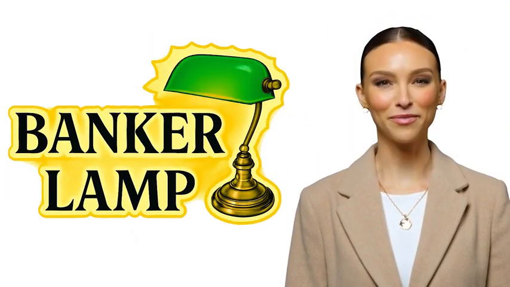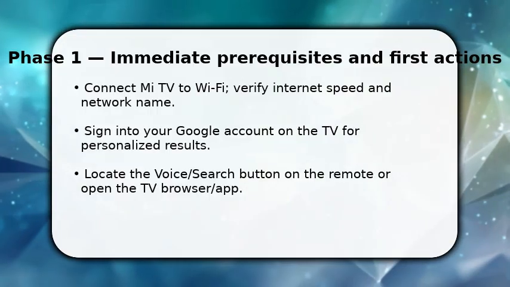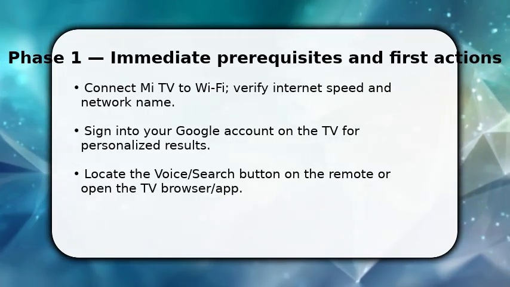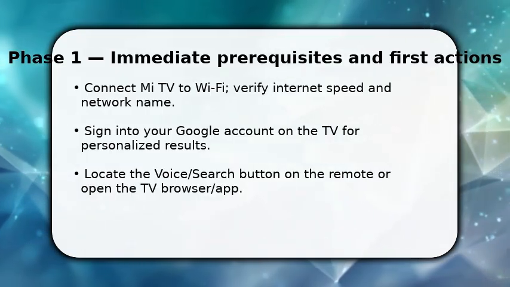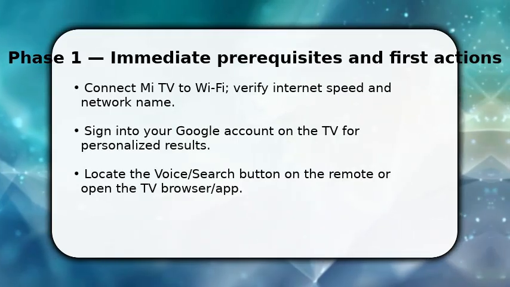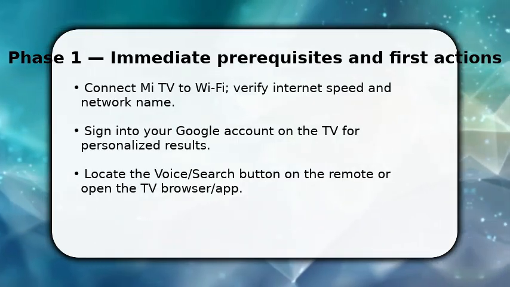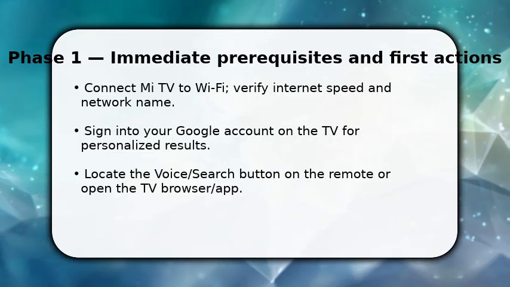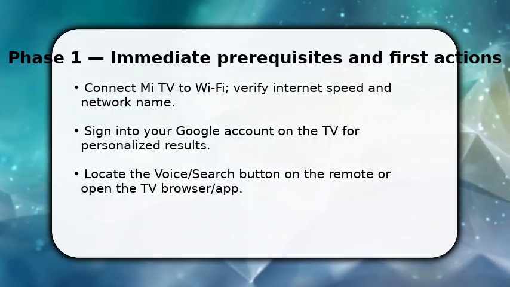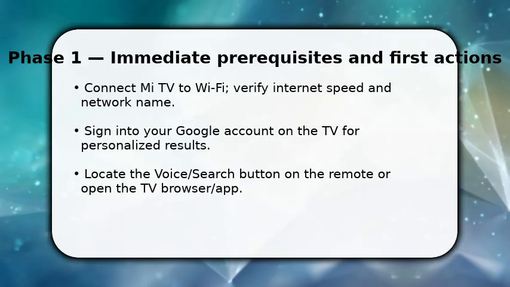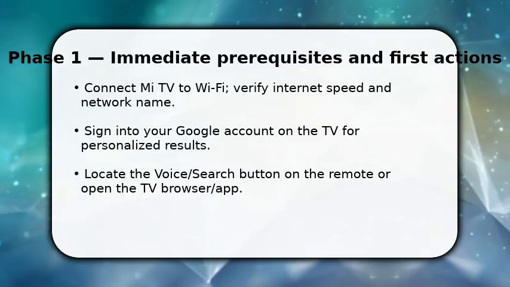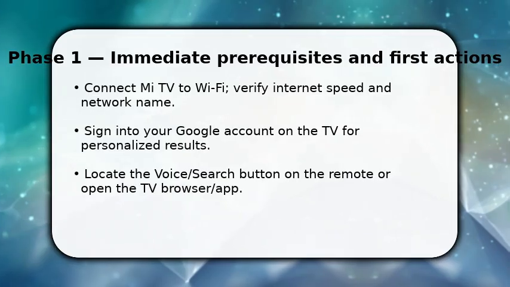Please enjoy the video. You start by making sure the TV is online and signed into Google. This gives you personalized suggestions and synced history. Once connected, press the remote's voice or search button to wake Google Assistant or open the TV browser if you prefer typed queries. Use the on-screen keyboard or the mobile remote app to type faster.